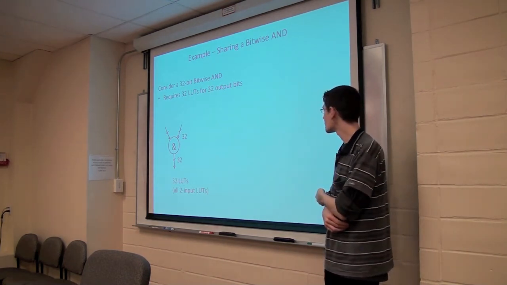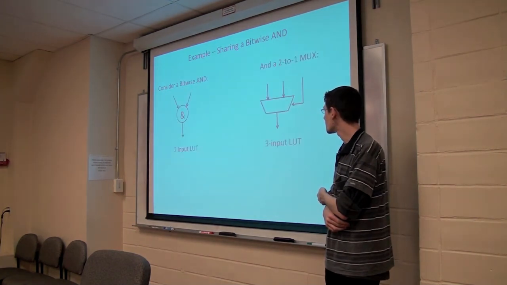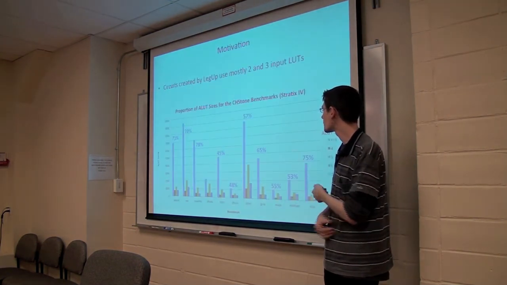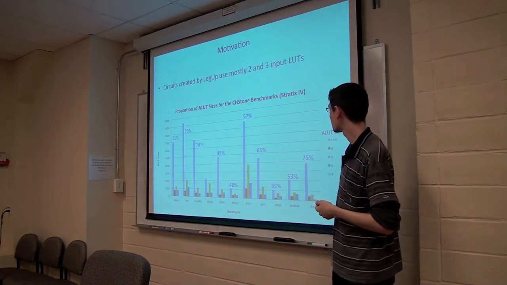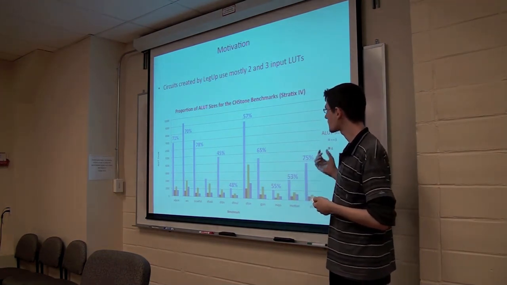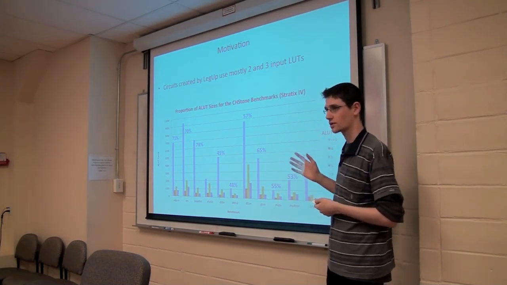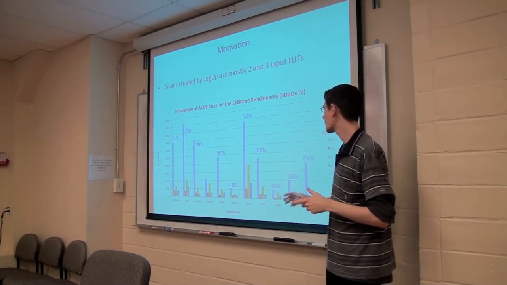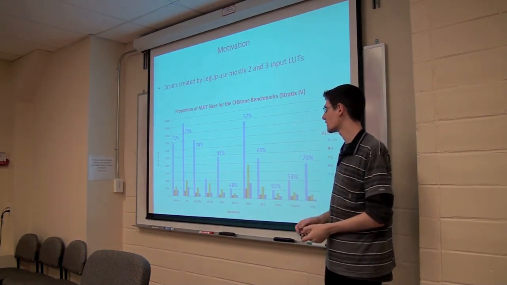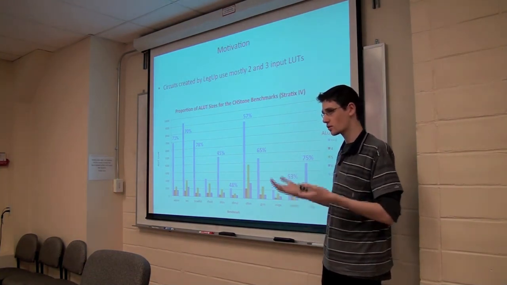Okay, so one thing we noticed was that the circuits that LegUp generates actually tend to have a bias towards smaller LUTs. So I'll just explain this quickly, but this is the same 13 benchmarks, and it shows the proportion of LUT sizes for the different benchmarks. The blue bar shows size 2 to 3 LUTs. So what we're showing here, just really quickly, is that for each benchmark, the majority of the LUTs are size 2 to 3. So we have a majority of smaller LUTs.